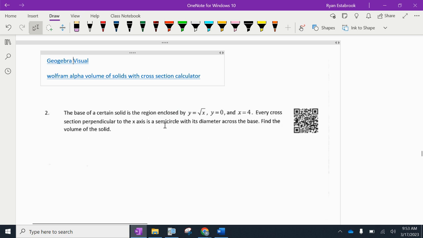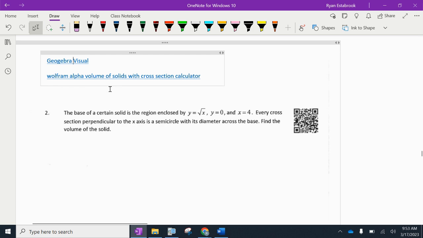We're going to draw it as our third option. The second option is to look at something kind of like this. It says the base of a certain solid is a region enclosed by y equals square root of x, y equals 0, and x equals 4. Every cross section perpendicular to the x-axis is a semicircle with its diameter across the base. So this visual is a little different than the first one. This is a different equation.